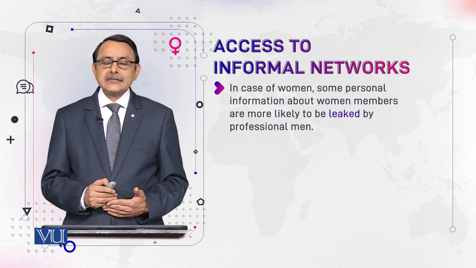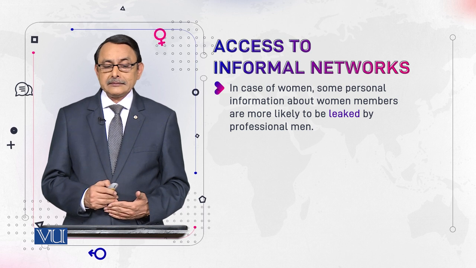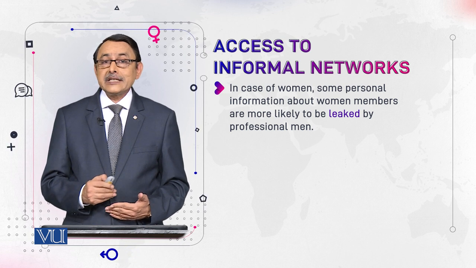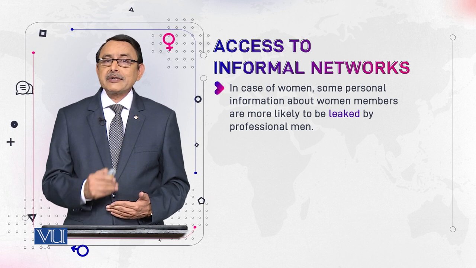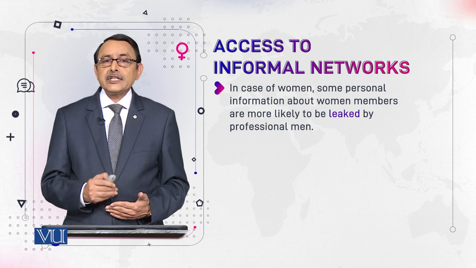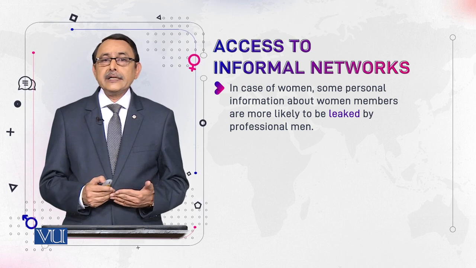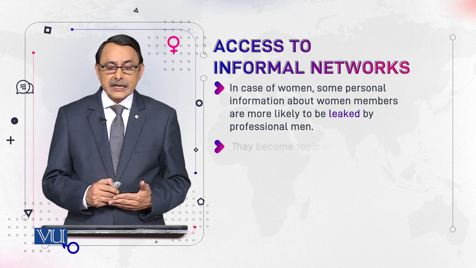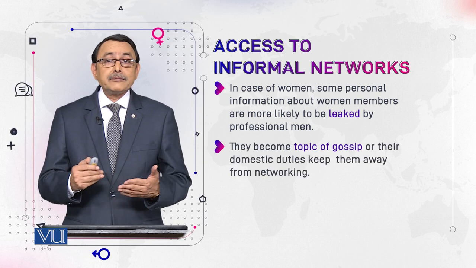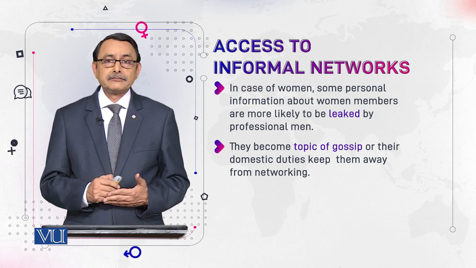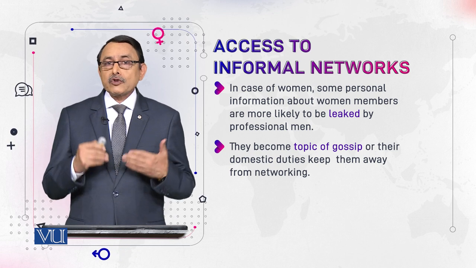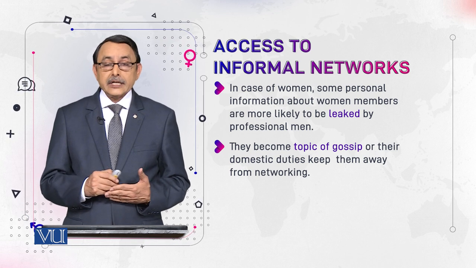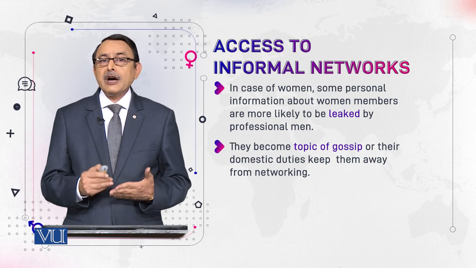In the case of women, some personal information about women is more likely to be leaked by professional men. In their cases, this information doesn't remain private. Somebody takes this information to the professional domain, and in the professional domain, personal information may be shared with different people. They become a topic of gossip. Gossip, this is what we call ghibat in Urdu. They become a topic of gossip, or their domestic duties sometimes become a hurdle for them. They keep them away from networking.